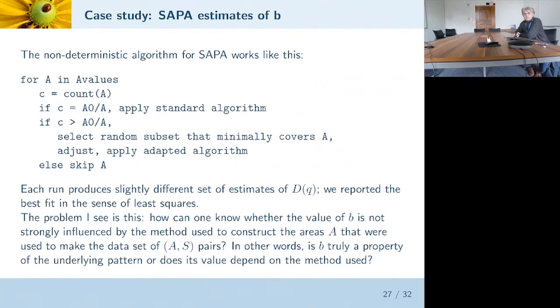But we don't know whether the value of B might be strongly influenced by the method used to construct the areas, which is exactly my objection to the idea of a species area relationship. And so I was saying the species area function, exponential C times A to the Z, that was used, that's not, I would say, a property of the underlying data set, because the underlying data set is multifractal. But I'm now using a concept B, which is actually supposed to be used for multifractals. And so I want to claim that it truly is a property of the underlying pattern. But I don't see how I can actually get to that claim.